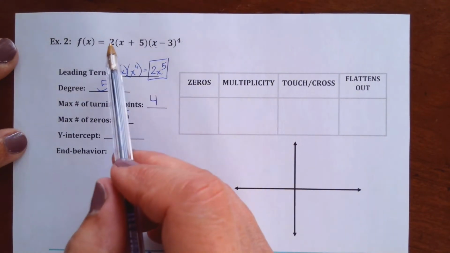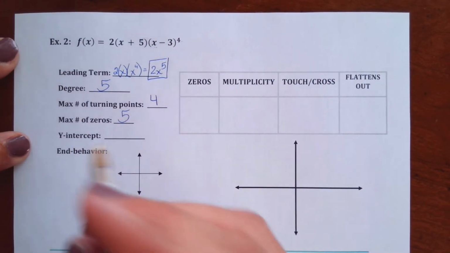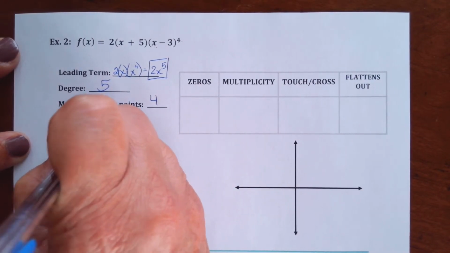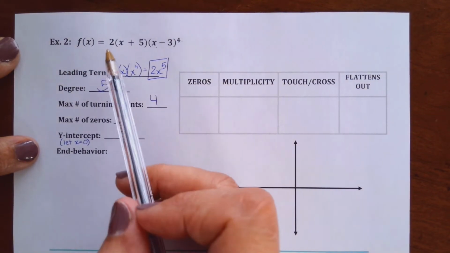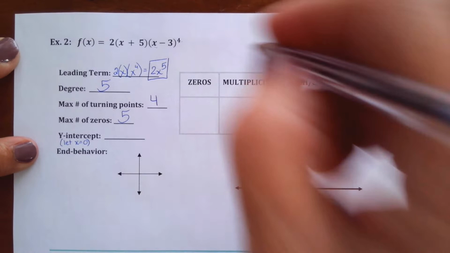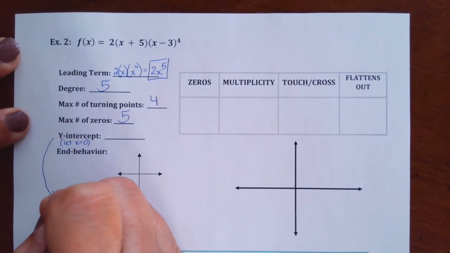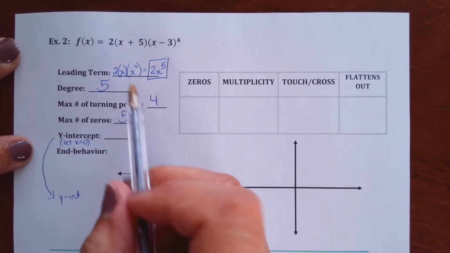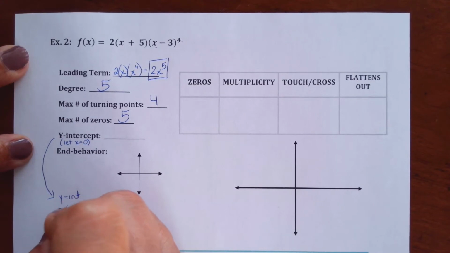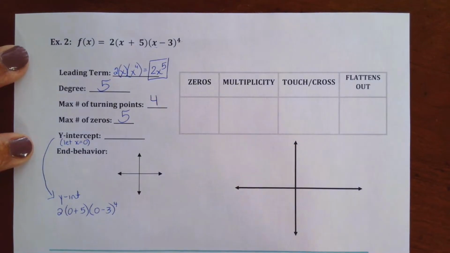Okay, so you could multiply all this out, the last terms, or remember when you're finding the y-intercept, I'm going to write down here, you let x equal 0. Right? That's how you always find the y-intercept. So if we just let x be 0 here, we can figure that out. So I'm going to do my work for the y-intercept here. Okay, so let all these x's be 0. So that would be 2 times 0 plus 5 times 0 minus 3 to the 4th.